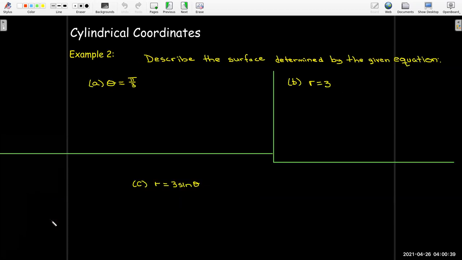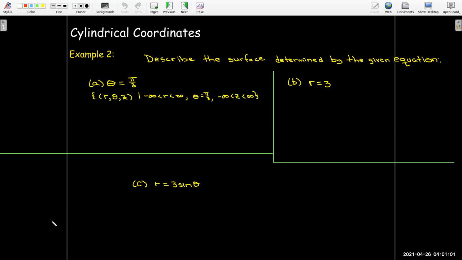So let's look at these coordinate surfaces. Coordinate surfaces means you just take one of the coordinates and set it equal to a constant. And what do they look like? So our first one, we're going to set theta equal to a constant. Theta equals pi over 3. What surface would that be?